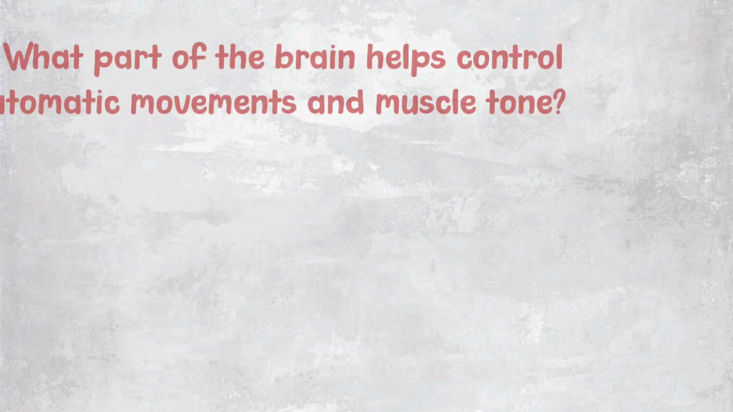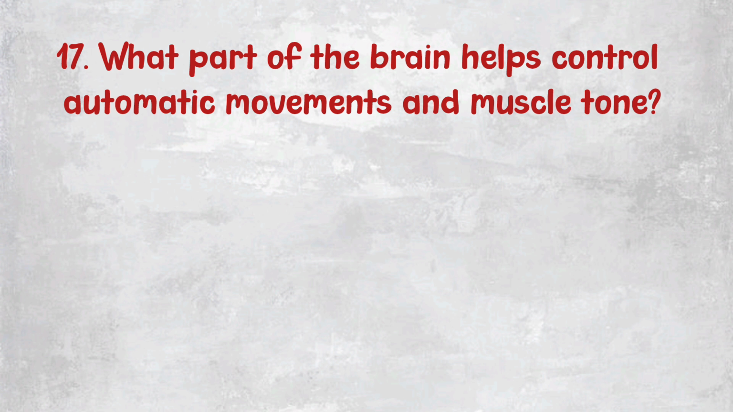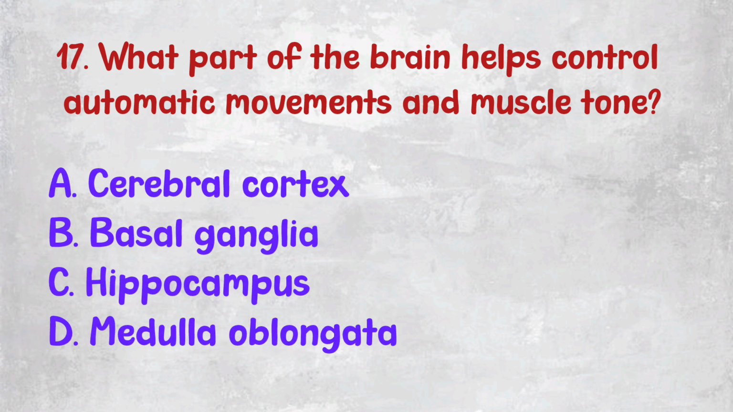Question number 17. Which part of the brain helps to control the automatic system and muscle tone? We have A, the cerebral cortex, B, the basal ganglia, C, the hippocampus, and D, the medulla oblongata. Our answer should be the basal ganglia. The basal ganglia regulates involuntary movements, and it plays a role in motor control.